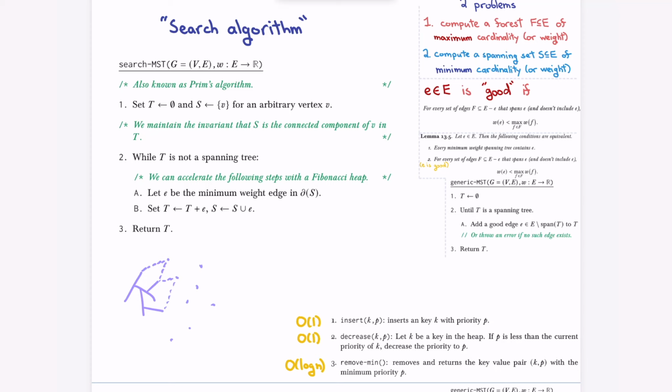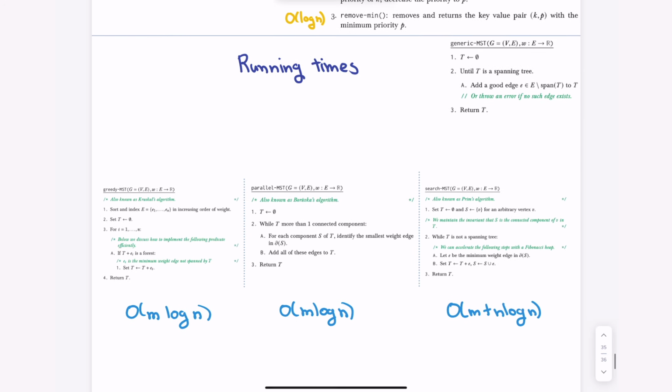So that means when you take an edge and add this vertex, you may update the priorities based on the edges incident to that new vertex. In this way, you're only removing the min every time you add a vertex to your spanning tree. There are only n vertices, so you get m plus n log n. Good. All right, so those are the three running times. And m plus n log n is probably theoretically the fastest.